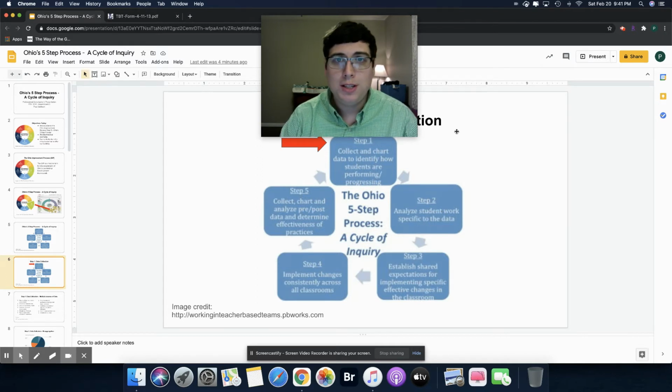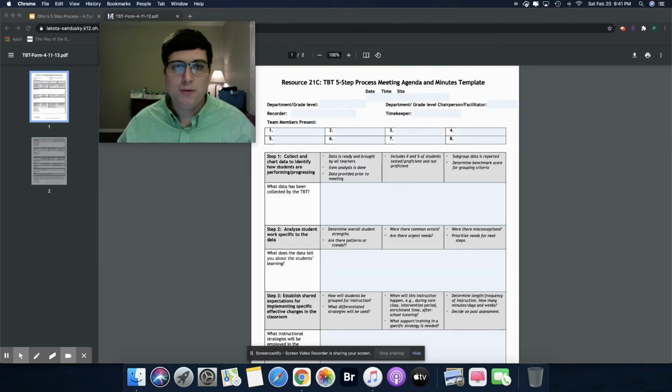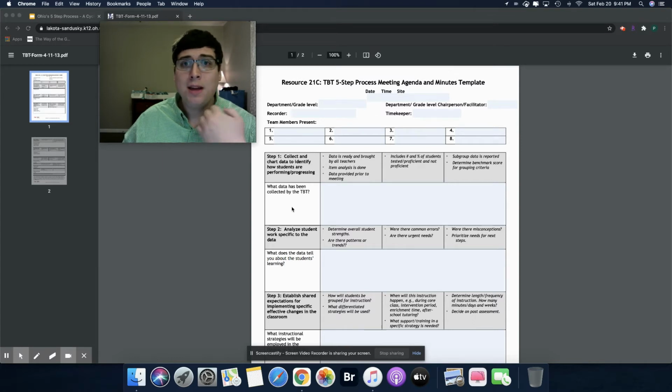I encourage you to take advantage of some of the common reporting forms that I have provided samples for you. For example, here we see TBT five-step process meeting agenda. And we have areas to note what department and grade level, who's timekeeping, what the date was, the members present. And then we have each of the five steps of the five-step process delineated here with areas to fill in what data we're collecting, noting what data points we're looking at specifically and what actions we're going to be taking.